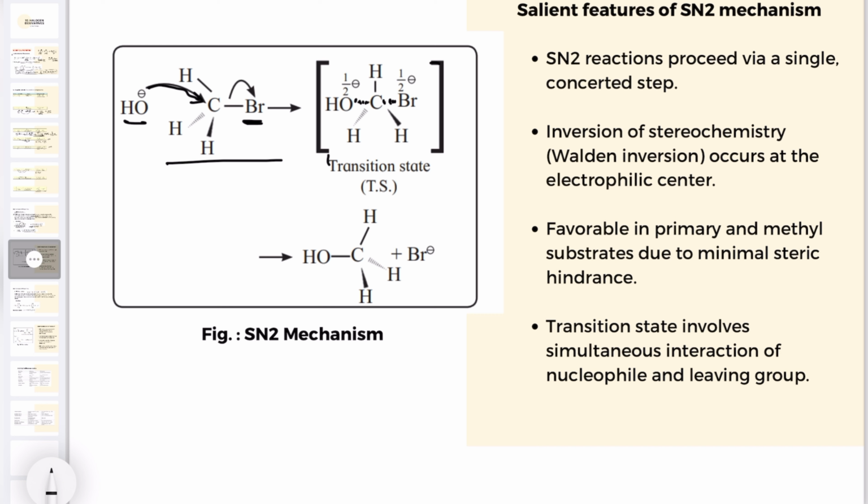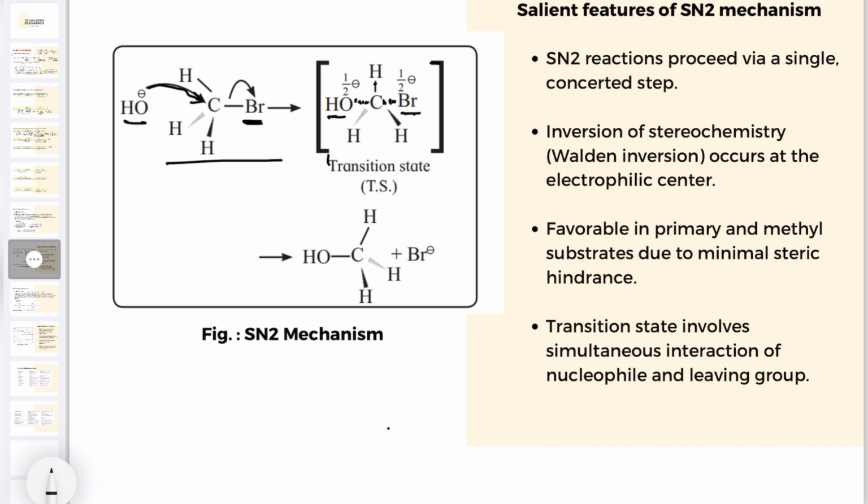Then it suddenly falls into the product. Carbon in the transition state is pentavalent. Pentavalent means 5 bonds: 3 bonds with 3 hydrogens, 1 bond with OH and 1 bond with the bromine atom. So this transition state is so unstable that it falls into the product like this: OH, CH3, and Br remains out. So this is our SN2 mechanism. Then the salient features of the SN2 mechanism.